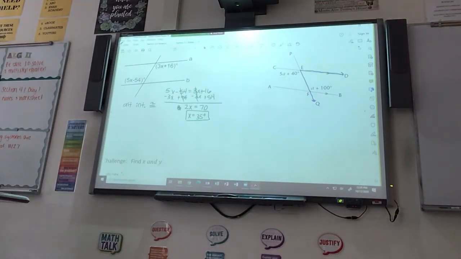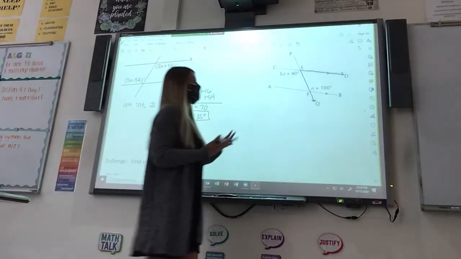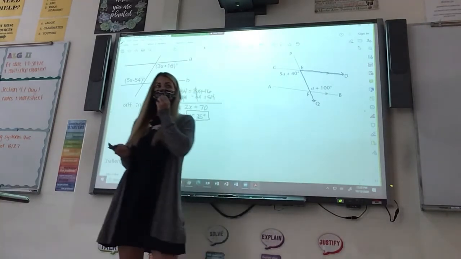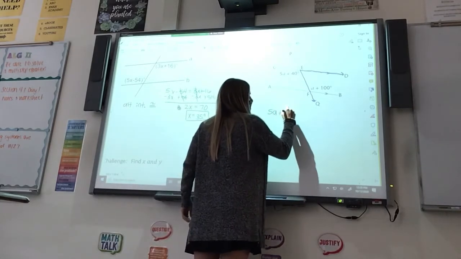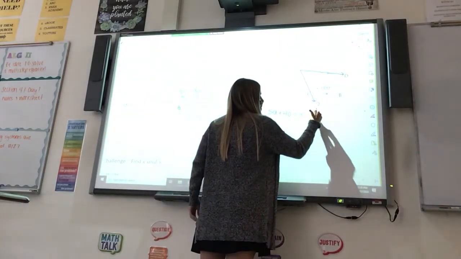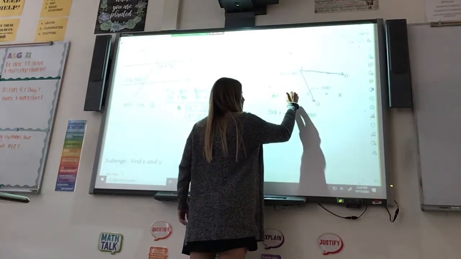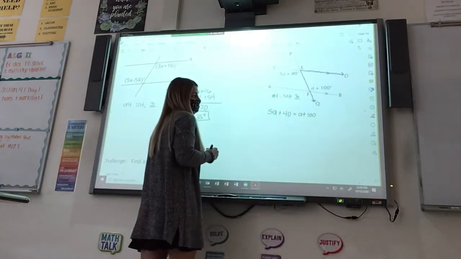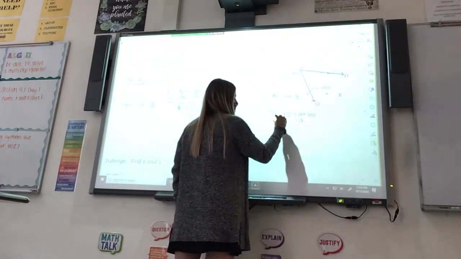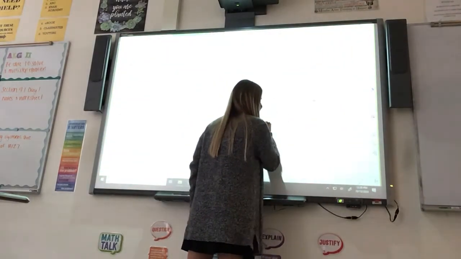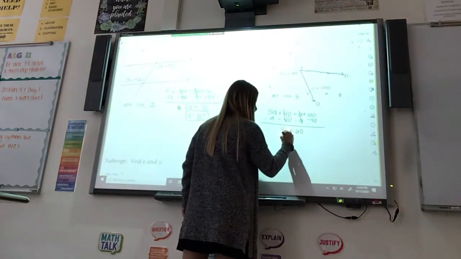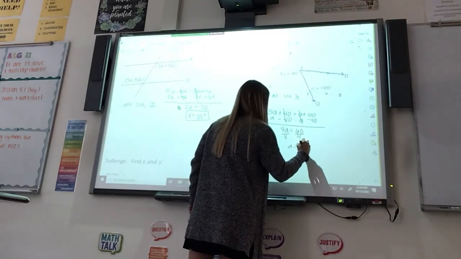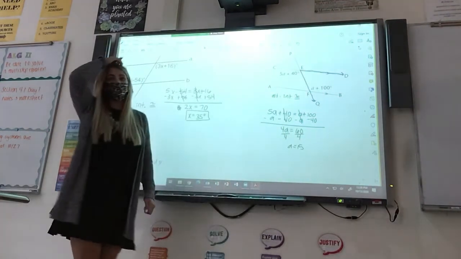Okay, from what I saw, I think all of us were able to set this up to at least solve for A, right? What did you guys do to solve for A? Reese? Why did you set them equal? Yeah, these are alternate interior, so we know that they're congruent, so we're gonna set them equal. So 4A equals 60. So A equals 15.